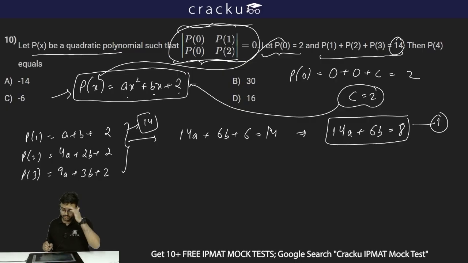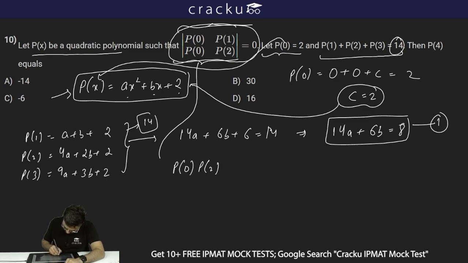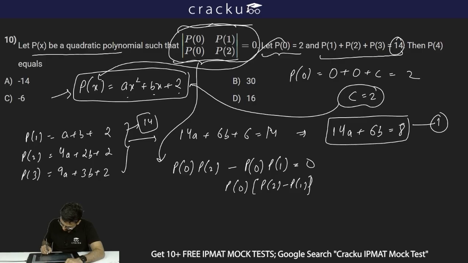The determinant value is 0 here. So if I solve this determinant, this will be p of 0 into p of 2 minus p of 0 into p of 1, and this is equal to 0. So I can write p of 0 times (p2 minus p1) is equal to 0, so this p of 0 can be removed. We can simply write p of 1 is equal to p of 2.